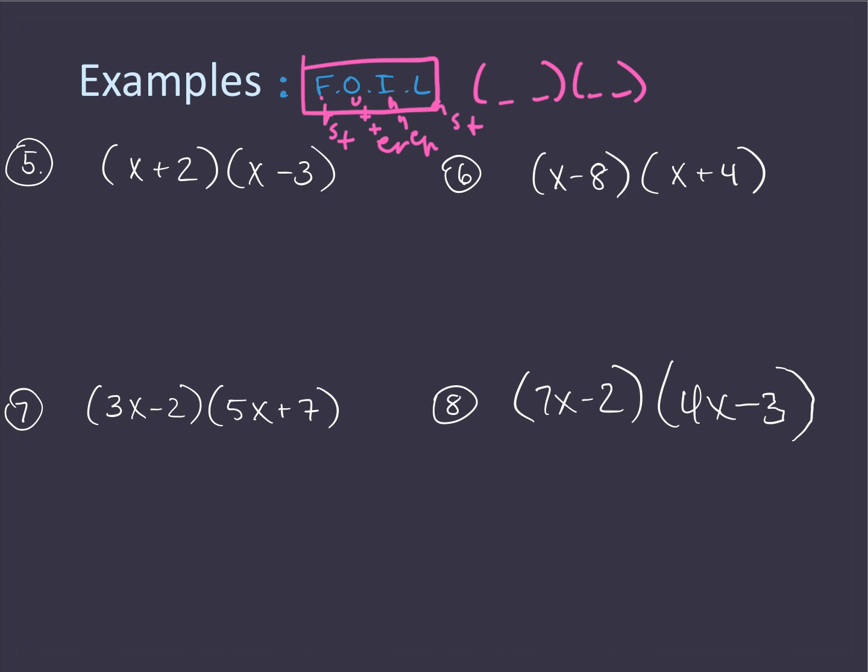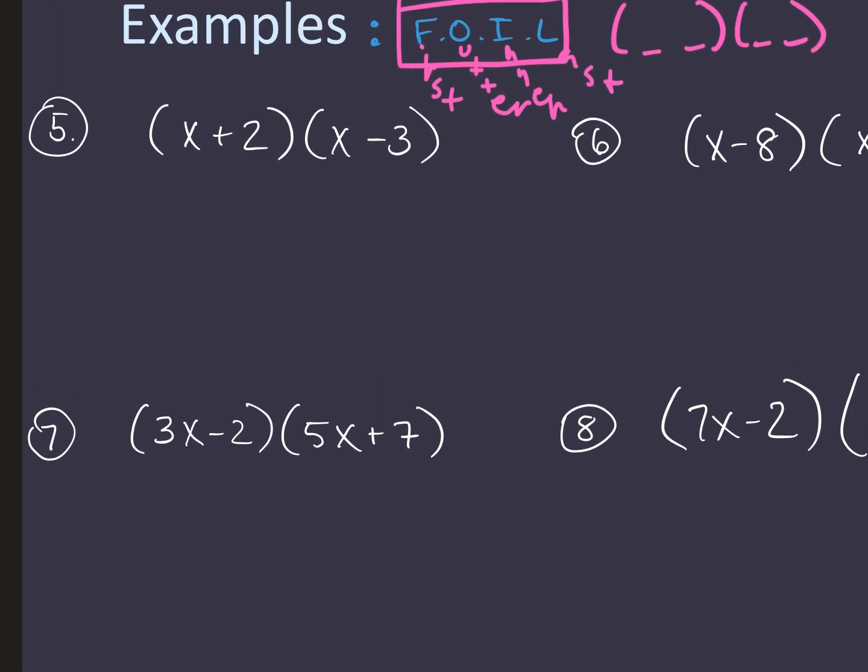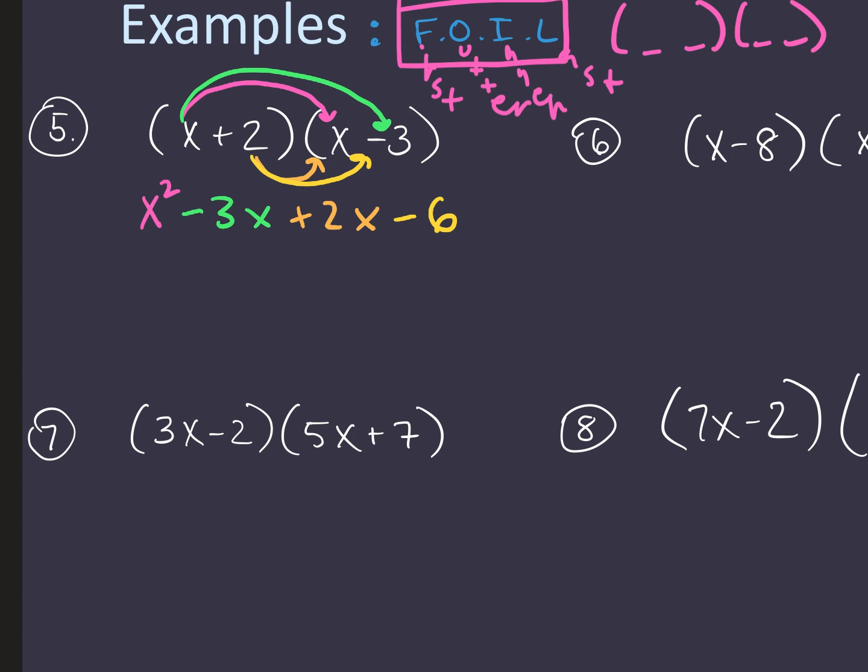So for number 5, start by multiplying the first 2 terms in our parentheses. So x times x would be x squared. Then we multiply the outer terms. So the two outside ones would be x times -3, so that is -3x. Then the inner terms would be 2 times x, so that would be plus 2x. And then the last terms would be 2 times -3, which is -6.